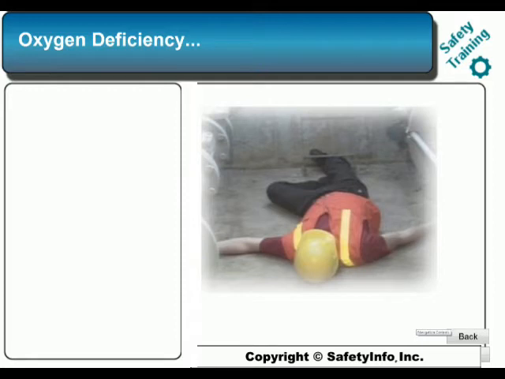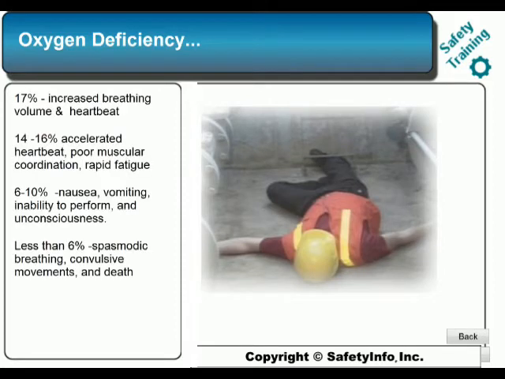Oxygen deficiency is an extremely dangerous condition. At 17% oxygen concentration, the body reacts by increased breathing volume and accelerated heartbeat. Between 14 and 16%, poor muscular coordination and rapid fatigue occur. Between 6 and 10%, the effects are nausea, vomiting, inability to perform, and unconsciousness. At less than 6%, spasmodic breathing, convulsive movements, and death occurs in minutes.